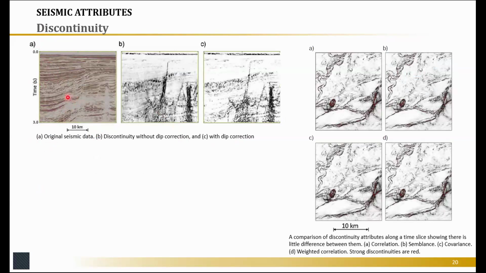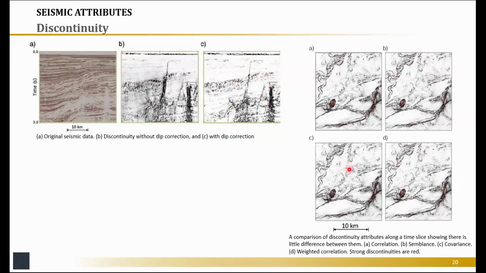Okay, this is an example of the seismic discontinuity attributes. You have here the seismic section, this is the original seismic section, and then here this is one of the discontinuity, but we didn't consider the depth correction here, but we considered the depth correction at that section here. So you can see that some clear information about the faults becomes very clear in figure C compared to figure B, because we used some correction for the depth.